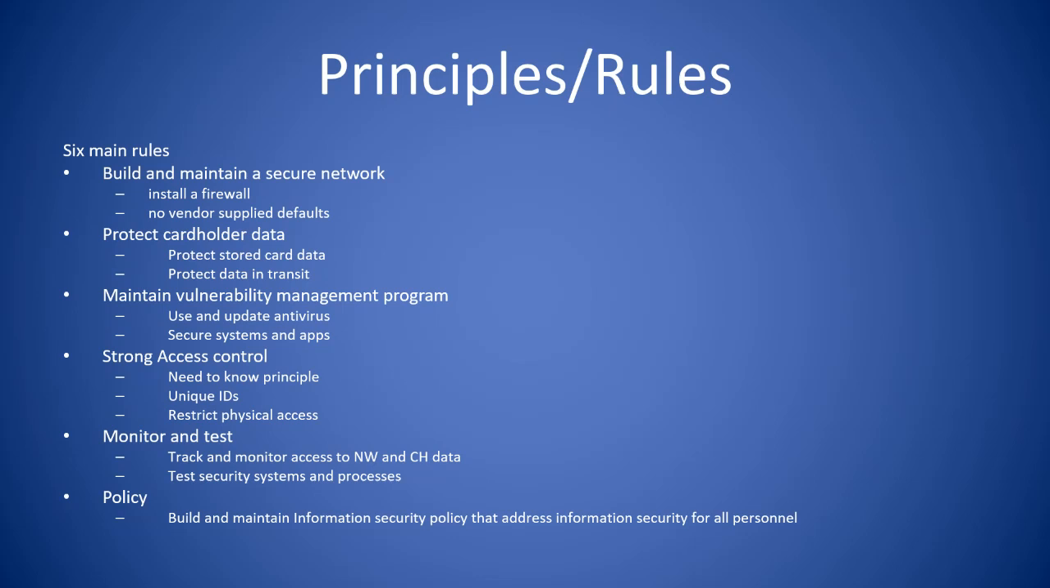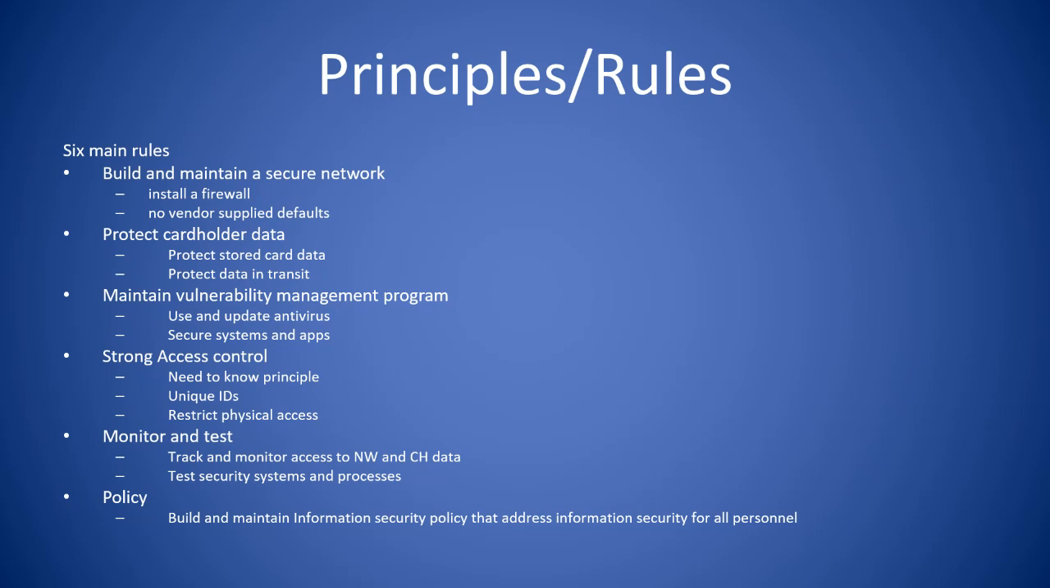The third one is about maintaining a vulnerability management program, use and update antivirus, and make sure that systems and applications are secure. The next one talks about strong access control. This is where the need to know principle comes in. We need to give access based on need to know. All the users need to have unique IDs, and the physical access to laptops, workstations, servers, all the systems need to be restricted.